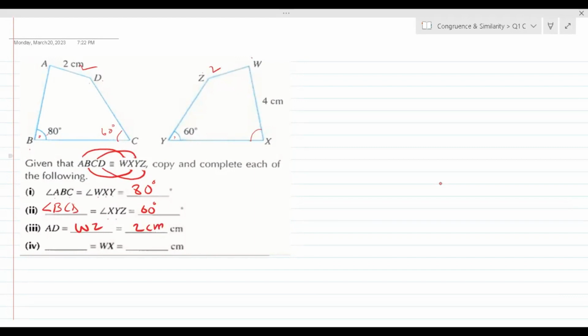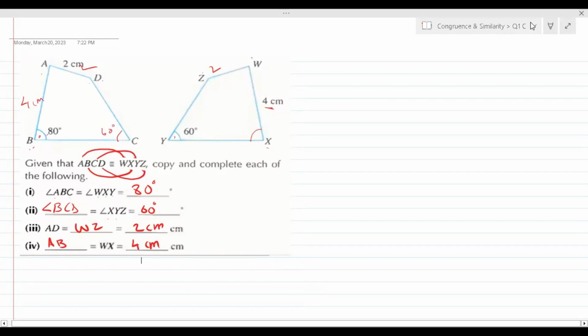Then WX, which is this longer side over here, 4 centimeters. We know हमारा point W is the same as point A and हमारा point X is the same as point B. Hence we can also say कि यहाँ पर भी 4 centimeters आ रहा है. So the side AB is the same as 4 centimeters and that is it. इतना difficult है नहीं ये topic, बड़ा easy सा छोटा सा topic है.